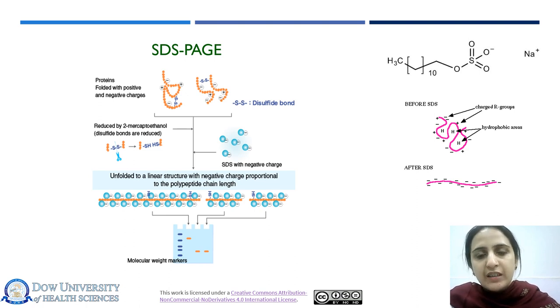Beta-mercaptoethanol breaks the disulfide bonds of the protein so that they become completely denatured in the presence of SDS, masked with negative charge, and then separated on the basis of their molecular weight. So as shown in the gel over here, the proteins which have a lower molecular weight move faster as compared to the proteins which have a higher molecular weight, which move slower.